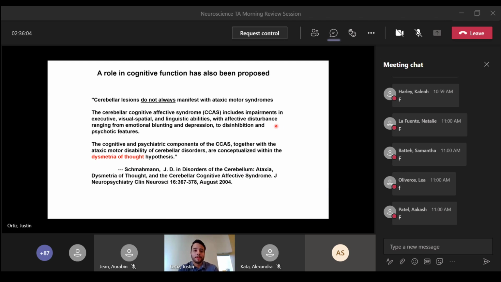Lastly, we have cerebellar lesions. Again, the cerebellum is not just movement. It can lead to cognitive dysfunctions, which is why it's called cerebellar cognitive affective syndrome, as well as dysmetria of thought. But again, it's not only about motor issues. It can lead to cognitive dysfunctions as well.